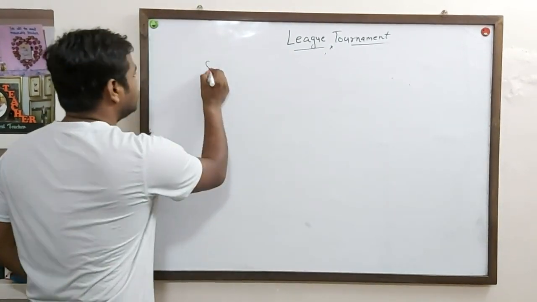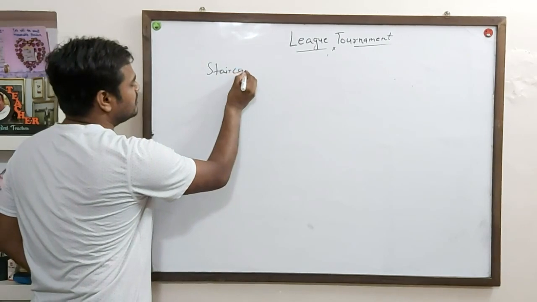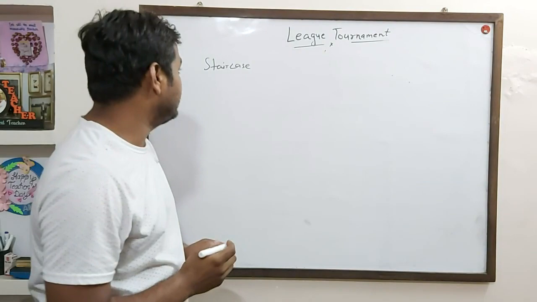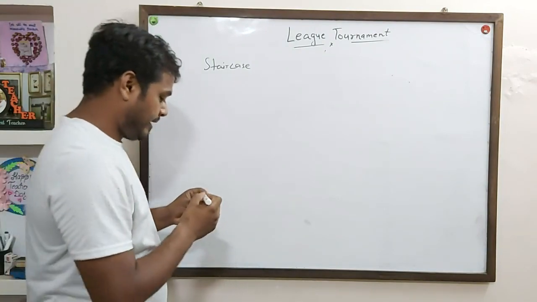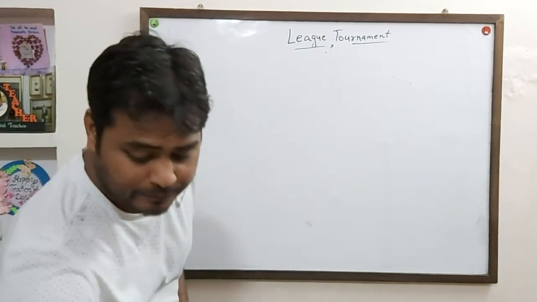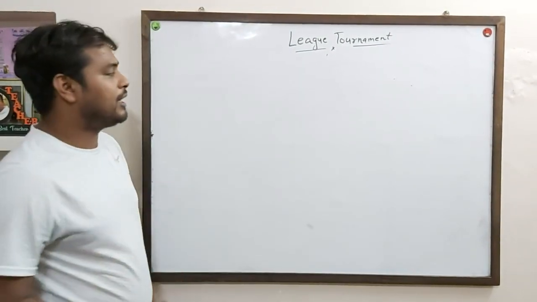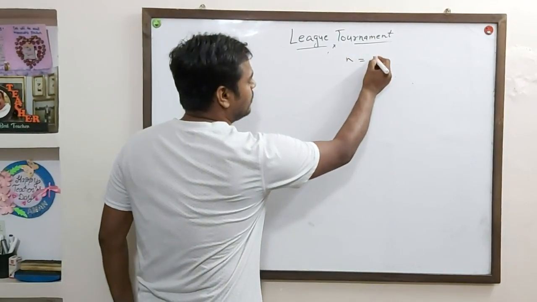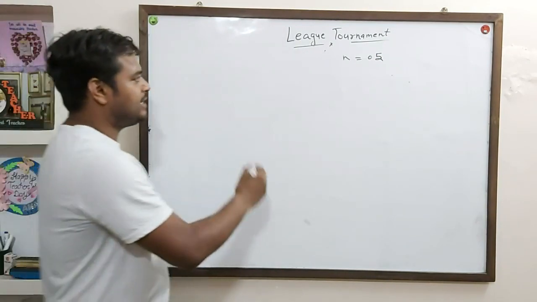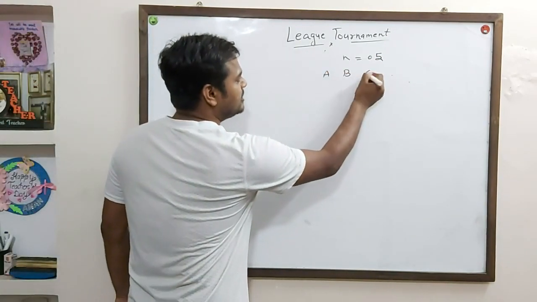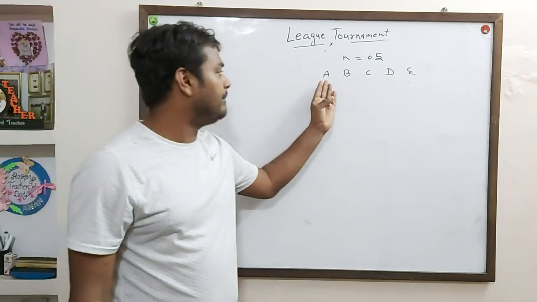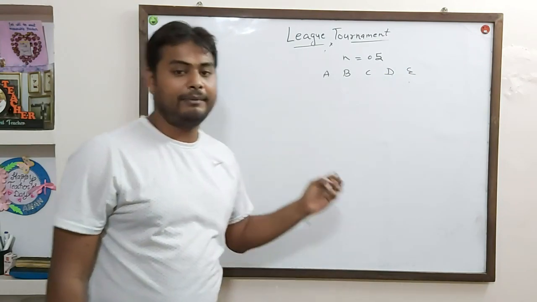Staircase. By the word it is clear. Staircase means stair-like, and what is stair-like? After drawing the picture you will all know. Suppose we have to draw a fixture for a total number of teams equal to 5. It means we have to draw a fixture of 5 teams, and these 5 teams are A, B, C, D, E.